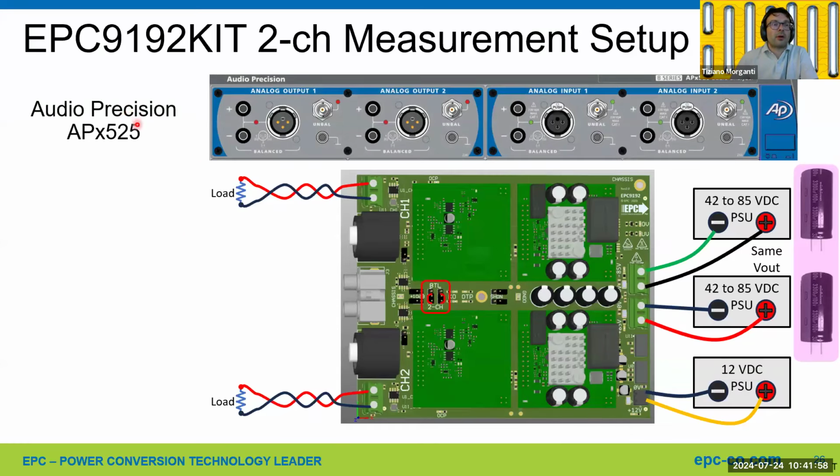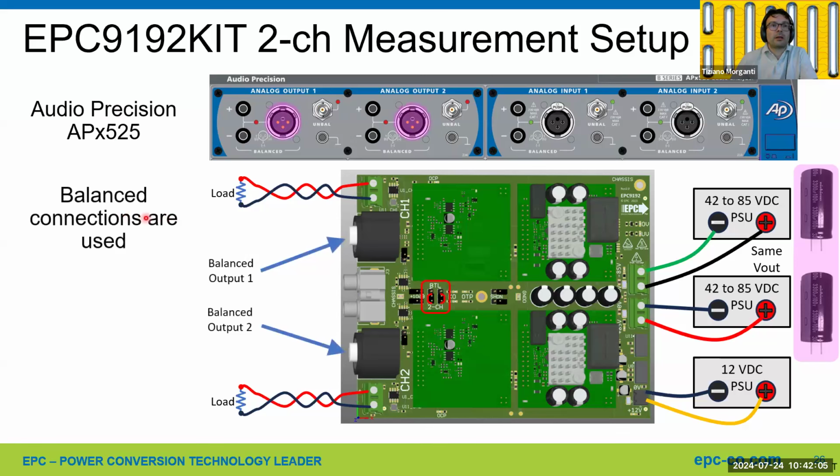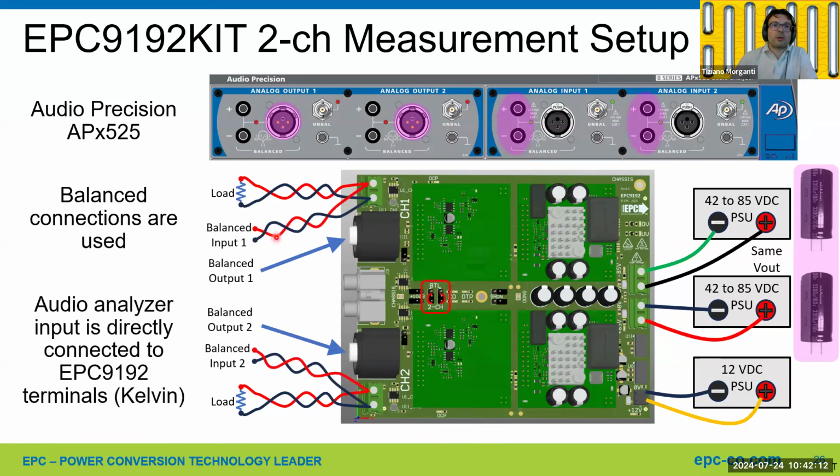Then we used for our measurements the Audio Precision APX525, and we used balanced connections for both inputs and outputs, but also we measure the output directly at the connectors of the EPC9192 to remove the influence of the cabling. I've seen often measurements taken directly from the load, but this is measuring not only the amplifier, but also the cables that you are using to connect to the load. So this is introducing the least perturbation on the measurements. So it's a Kelvin connection to the instrument.